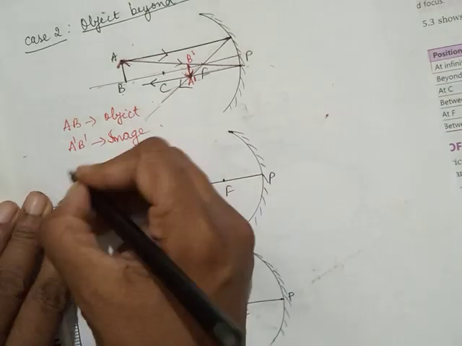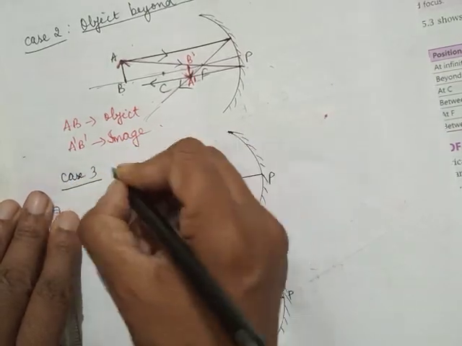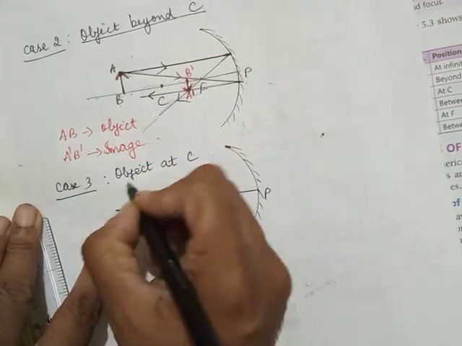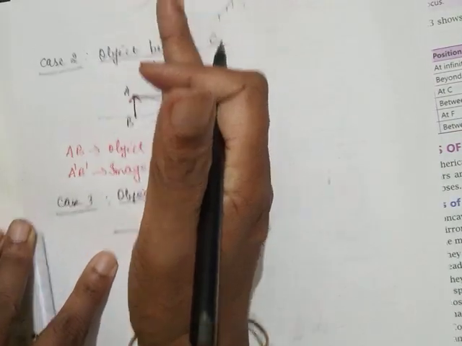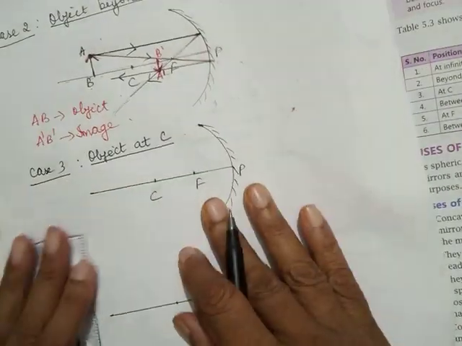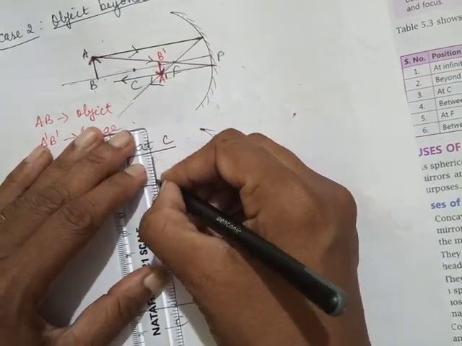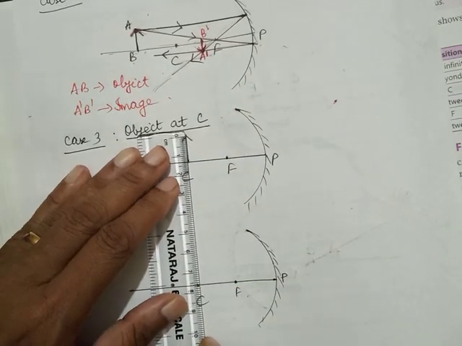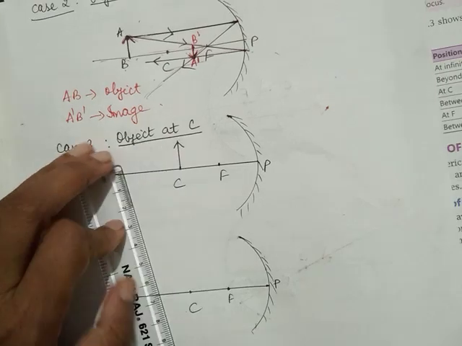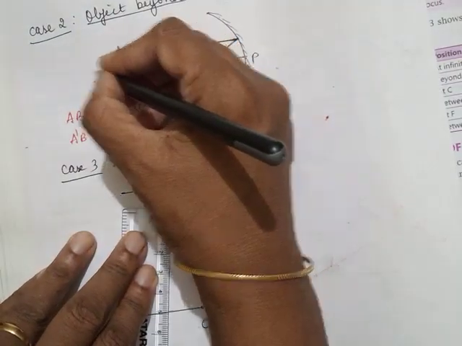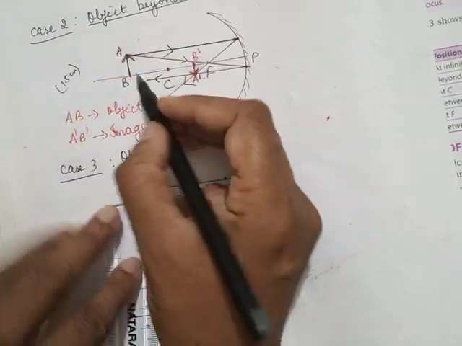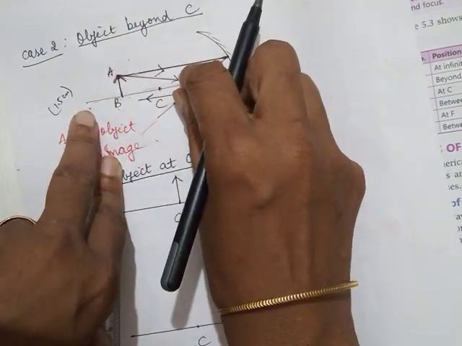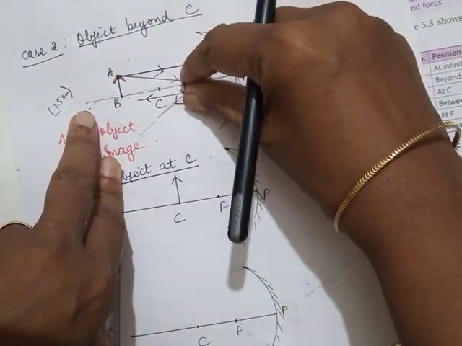Now let's do case 3. Case 3 is object at C, center of curvature. Here we had object beyond C. Now object at C. One more thing, you can take the height of this to be maybe 1.5 centimeter. And note this, in this case your image should be shorter than the object. Image will be smaller than the object.